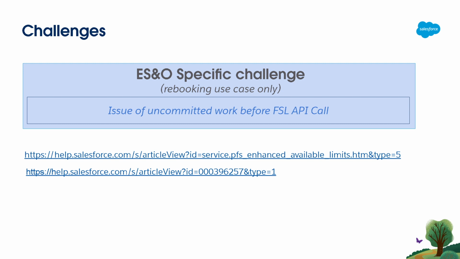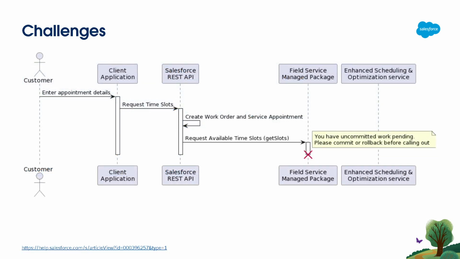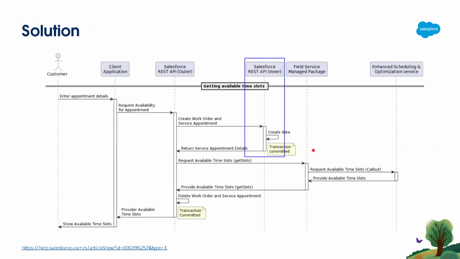Now, based upon Salesforce recommendation, what is required is that instead of getting an error while you're trying to do an SFS service call for either getting slots or for booking an appointment with uncommitted work, you may want to go ahead and create a REST API internally within the SFS org, so that you first finish all your updates in a separate transaction and then come back and continue with the SFS-based API call using enhanced scheduling and optimization.